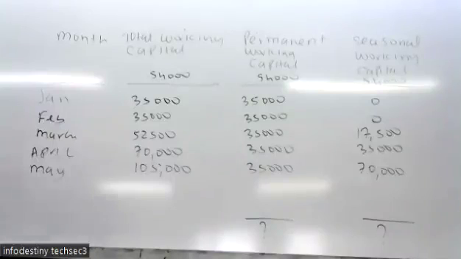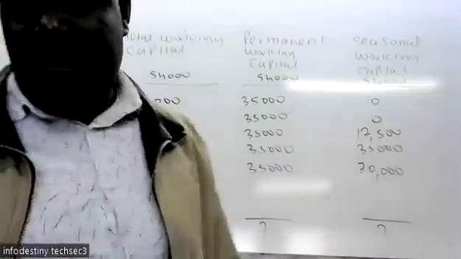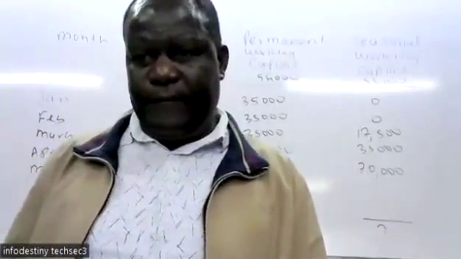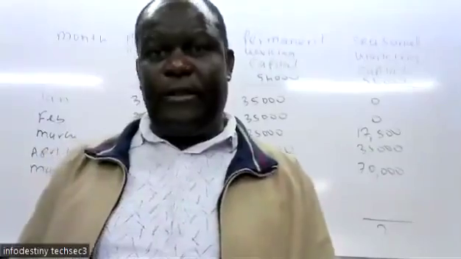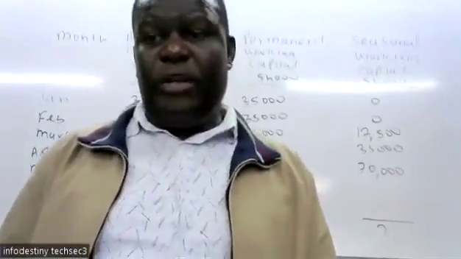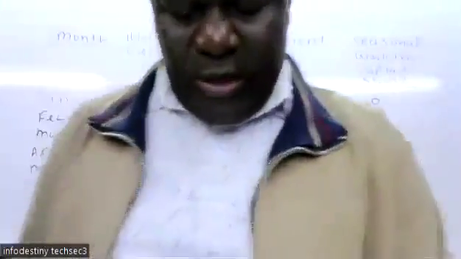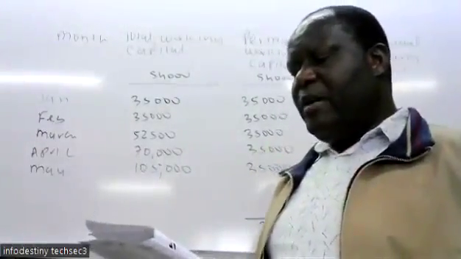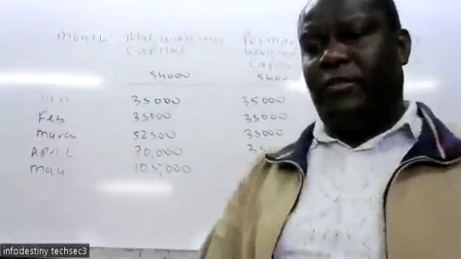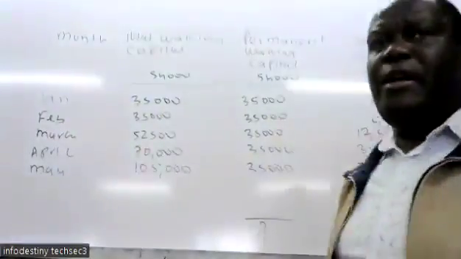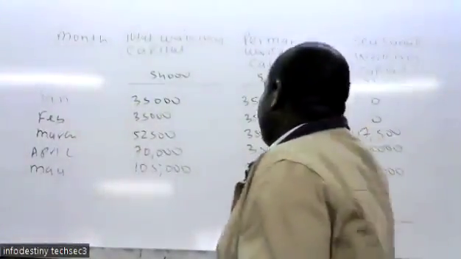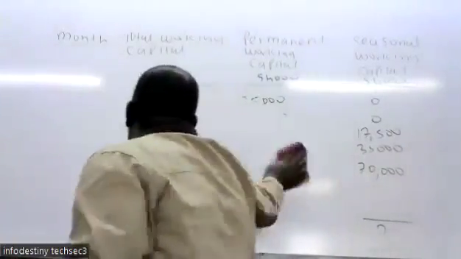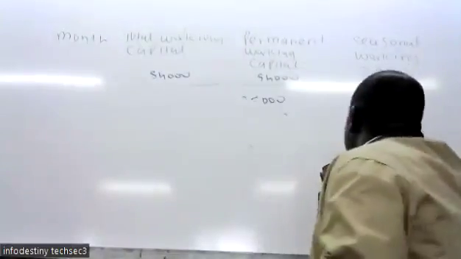So I've seen seasonal 855, permanent 420. So we need to get the average, because the question had asked you to calculate the average monthly permanent and seasonal. We now get the average permanent and seasonal. So we need to come up with monthly permanent.